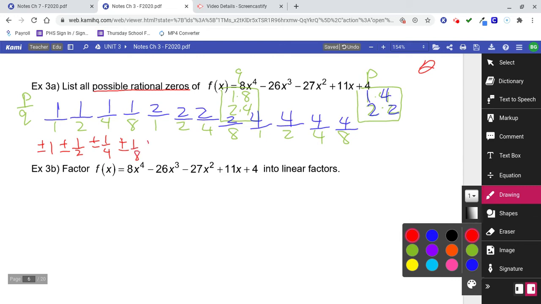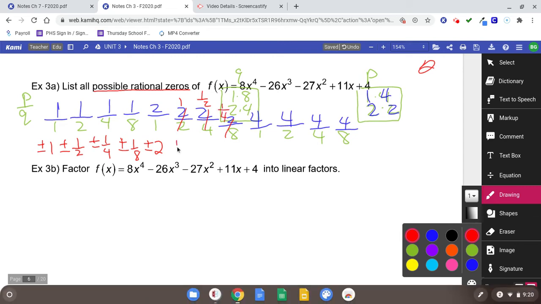Keep going. I've got plus or minus 2. And then the next one, notice it reduces to 1, and I've already got 1. And the next one reduces to 1/2, and I've already got that one. And then there's 1/4, and I've already got that one. And 4 over 1 is new, so I've got plus or minus 4. But 4 over 2 reduces to 2, which I've already got. 4 over 4 reduces to 1, which I've already got. 4 over 8 reduces to 1/2, which I've already got.